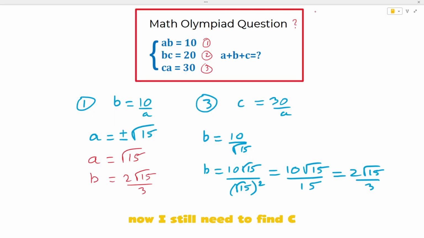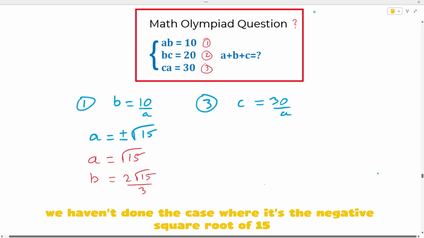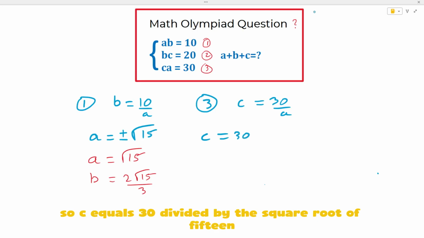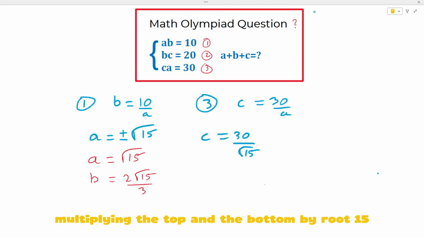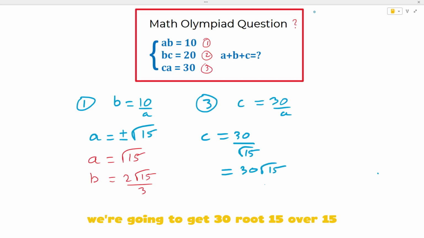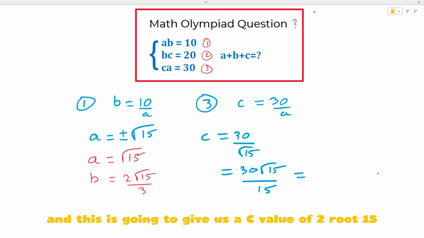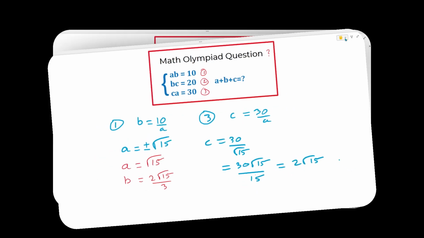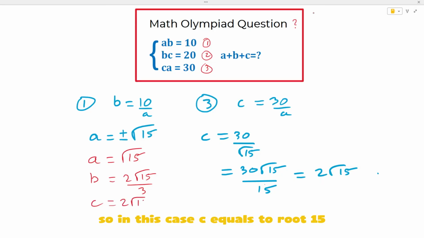Now I still need to find c. And let's remember, we're still in the case where a is the positive square root of 15. We haven't done the case where it's the negative square root of 15. So c equals 30 divided by the square root of 15. Multiplying the top and the bottom by root 15, just like we did earlier for b, we're going to get 30 root 15 over 15, because we don't like leaving square roots at the bottom. This is going to give us a c value of 2 root 15. So we can write that down: in this case, c equals 2 root 15.